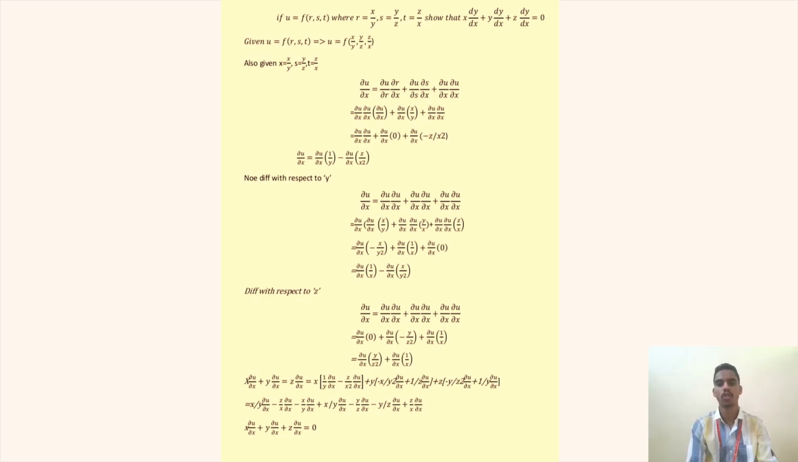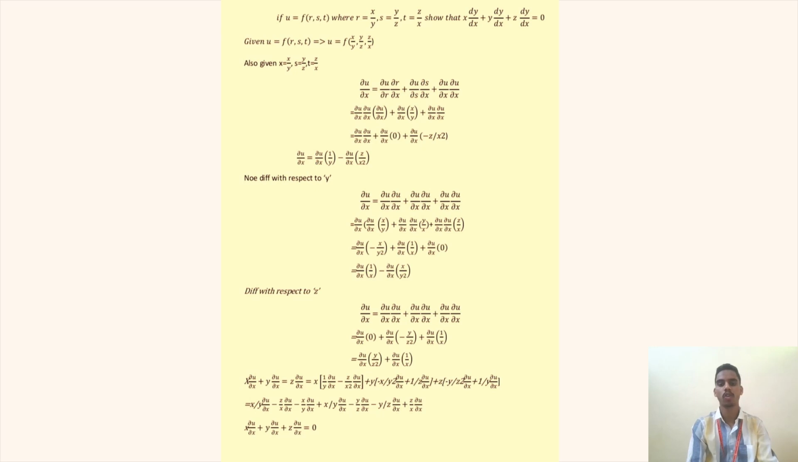Dou u by dou x equals dou u by dou r into dou r by dou x plus dou u by dou s into dou s by dou x plus dou u by dou t into dou t by dou x, which equals dou u by dou r into 1 by y plus dou u by dou s into 0 plus dou u by dou t into minus z by x squared. Dou u by dou x equals dou u by dou r of 1 by y minus dou u by dou t of z by x squared.